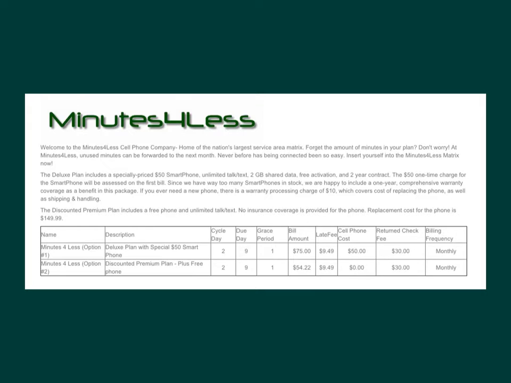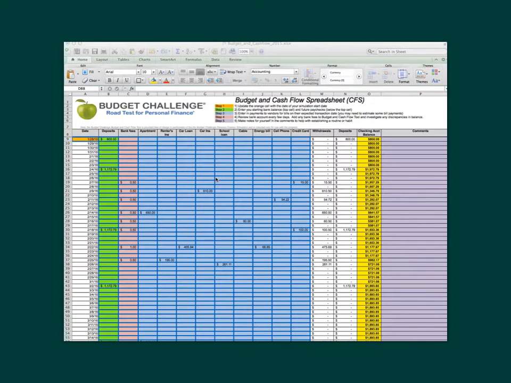For your cell phone bill, depending on which one you are, you're going to get it on the 2nd, pay it 9 days later, so the 11th of every month, you're going to be paying your cell phone bill. This video will take you through and show you how I entered all of my bills in and how it works so that you can see and develop a budget and see if you're going to go in the red.